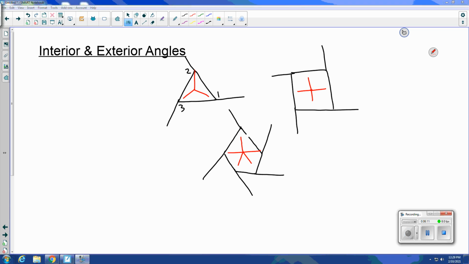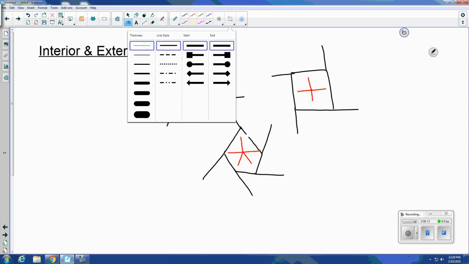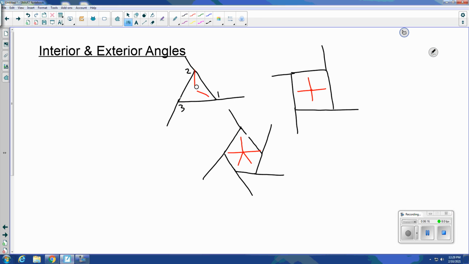Now we could put a little math behind this, so let's look at the triangle example. I'm going to label the interior angles A, B, and C. So here's what we know. We know that A plus B plus C is equal to 180. We know that 2 plus B is equal to 180. We know that 1 plus C is equal to 180. And we know that 3 plus A is equal to 180 because these are linear pairs.